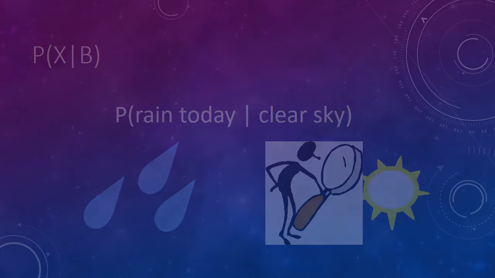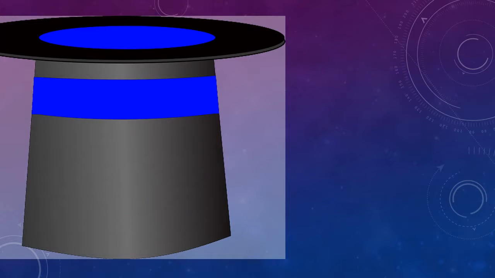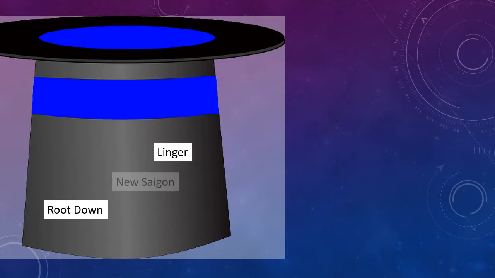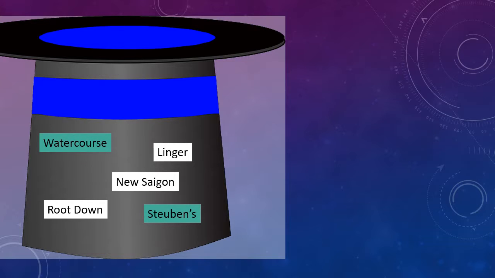Let's look at an example. Suppose you and your friends are trying to decide where to go out to dinner tonight. Each one of you wants to go somewhere different, so you decide to choose fairly by drawing out of a hat. Each of you puts the name of your restaurant on a scrap of paper from the recycle bin, but it so happens that some of the scraps of paper were white, the restaurants Root Down, Linger, and New Saigon, and a couple of them were green, Watercourse and Steubens.